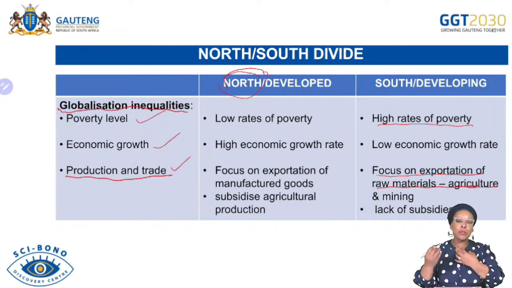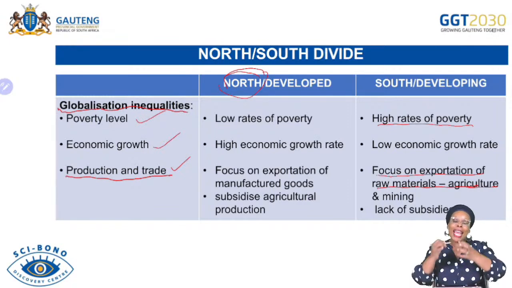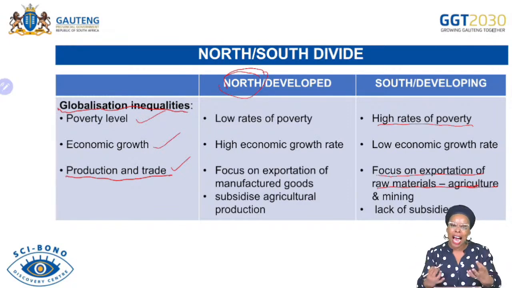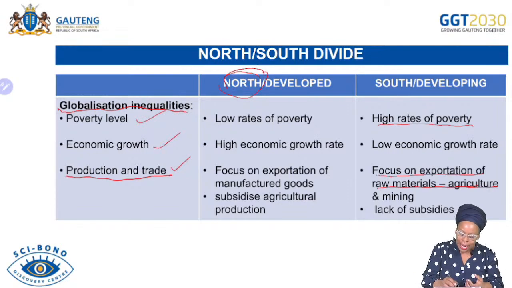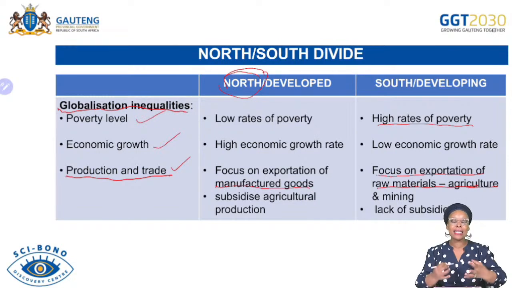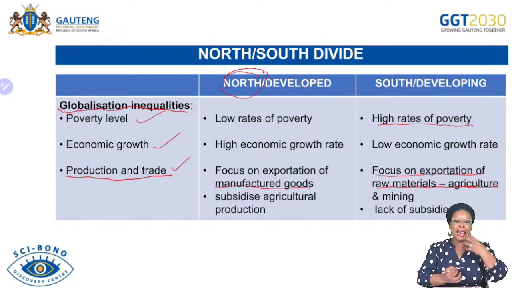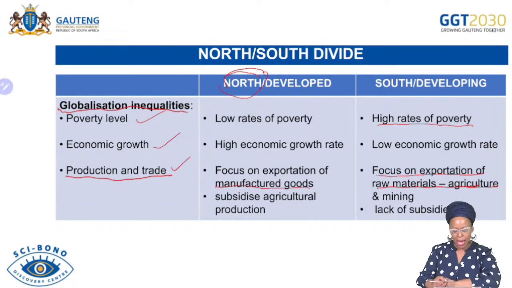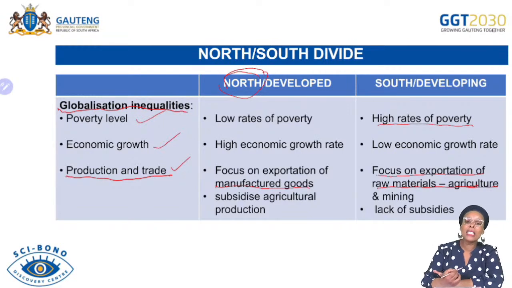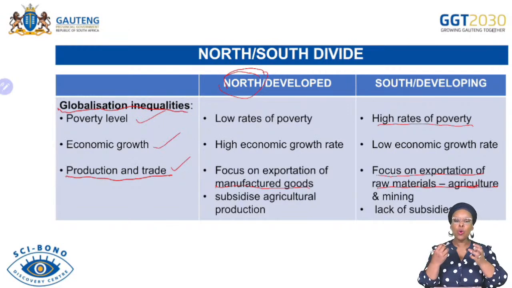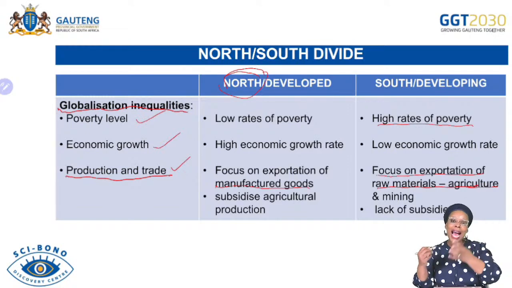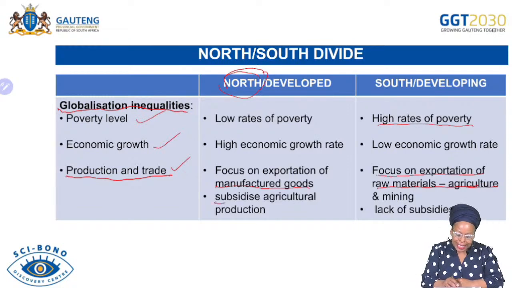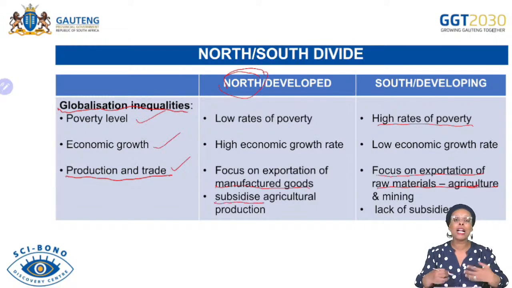And when you export such raw materials, you don't get enough money because they are raw, they are not transformed, they are not processed. So when the north countries export manufactured goods, they get more profit because they sell a final product. Again, what makes countries from the north compete with other countries is that they subsidize agricultural production.